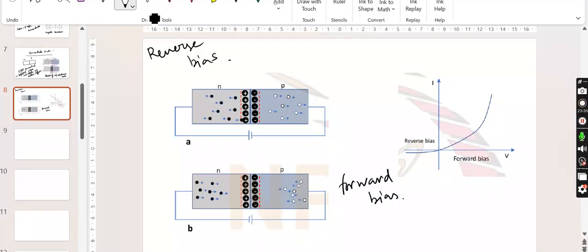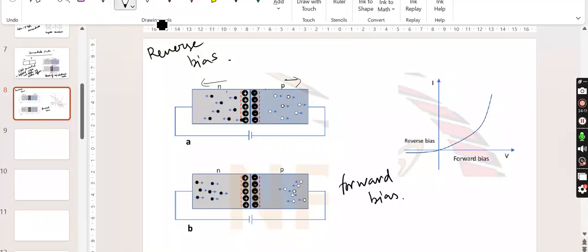This quickly shows what happens if all the electrons move to this side and all the holes move to this side. The depletion region will increase. That's basically what will happen, and thereby, after some time, the flow of current through the circuit will stop instantaneously.